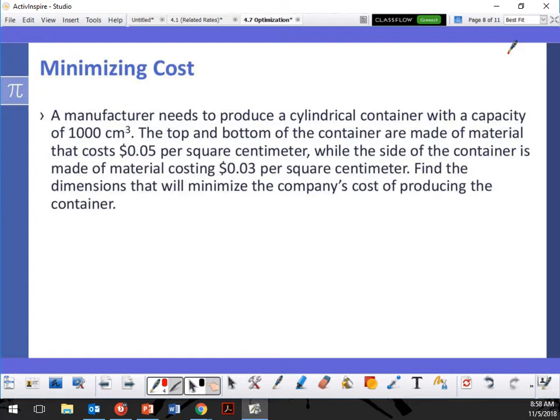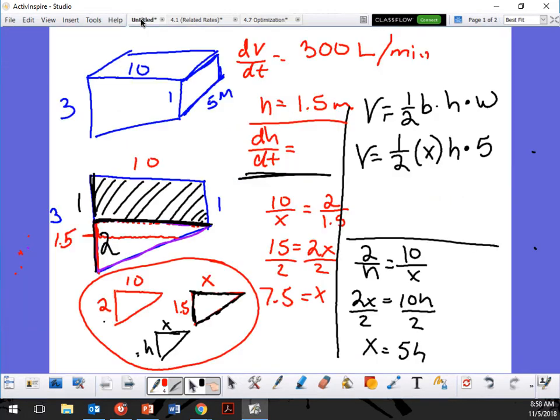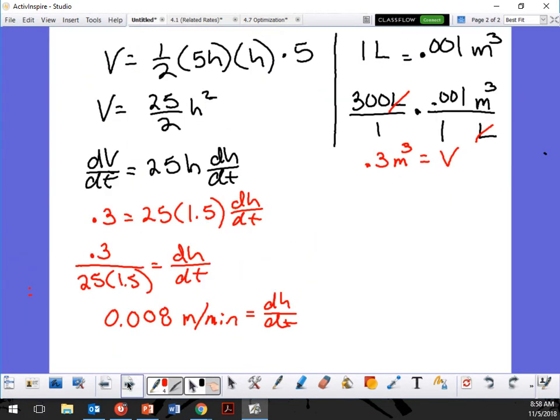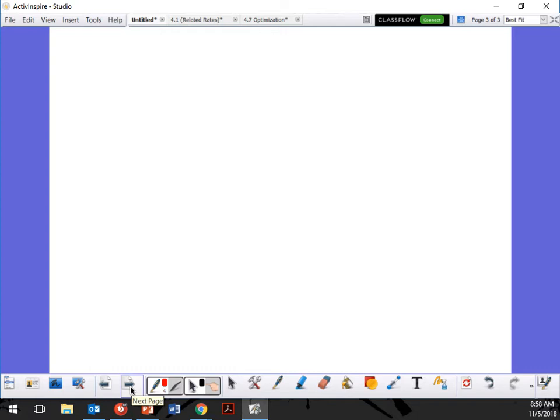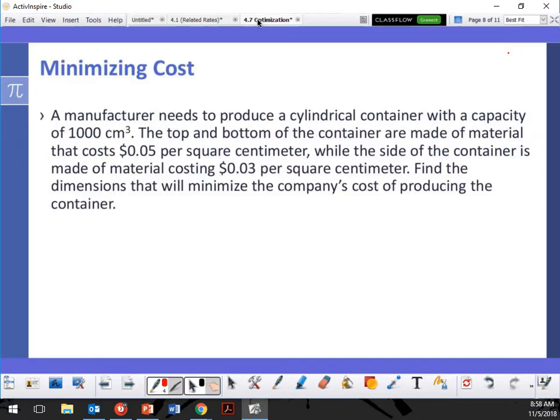All right, so first thing, do you guys know the formula for the surface area of this? Probably not, right? Okay, let's pretend like we don't.